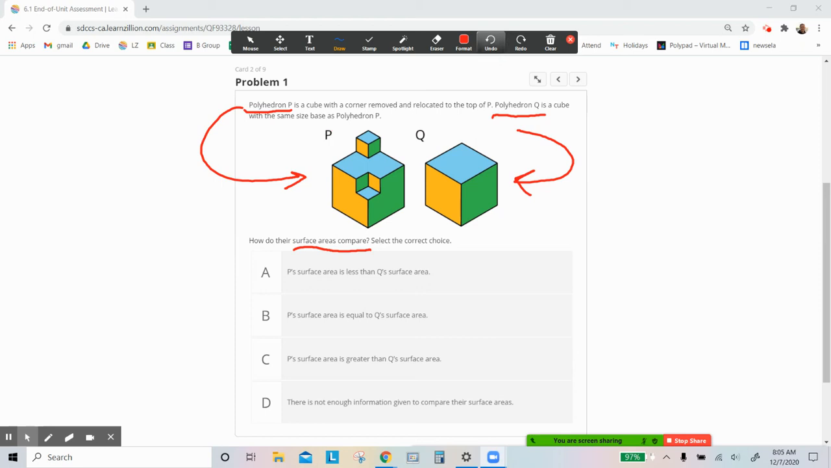Let's look and see which one we think is going to take more paper. This one we're going to need a square piece of paper here, square piece of paper here, square piece of paper here, square piece on the bottom, the right, and the back. So 6 square pieces of paper.